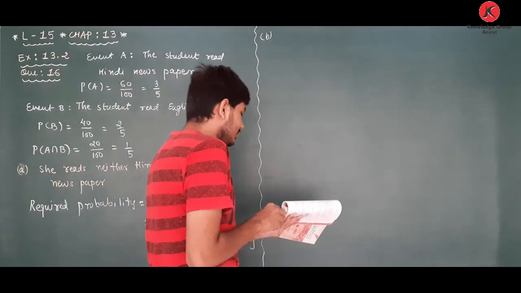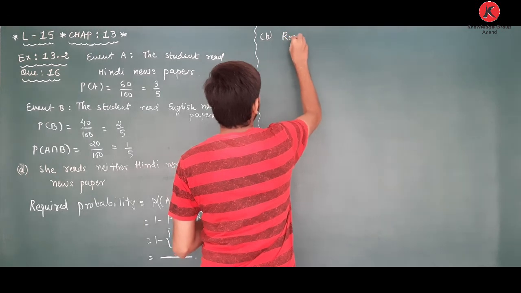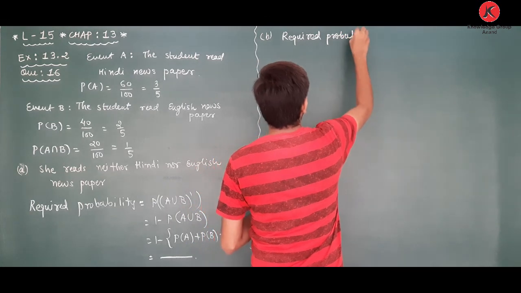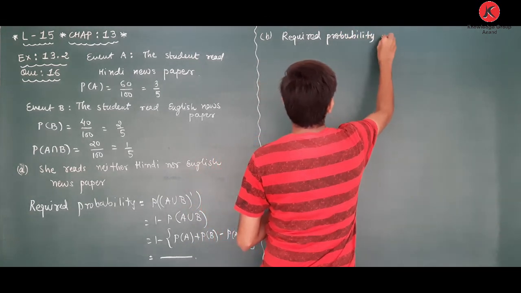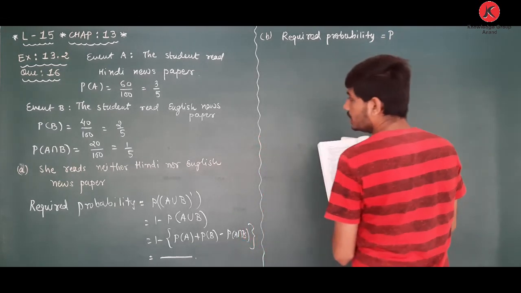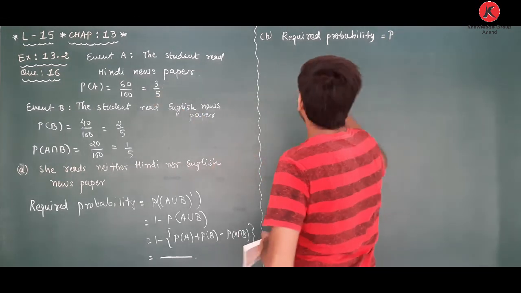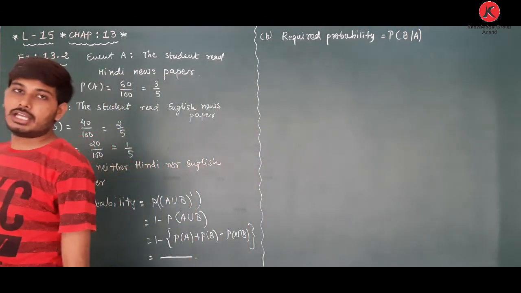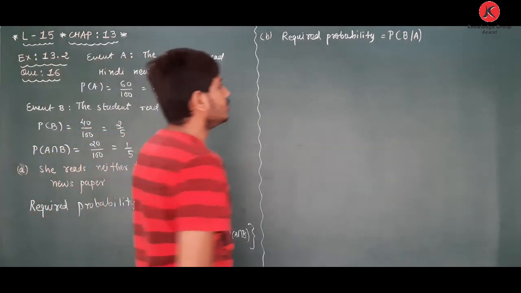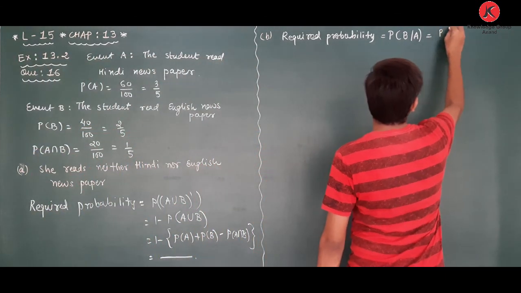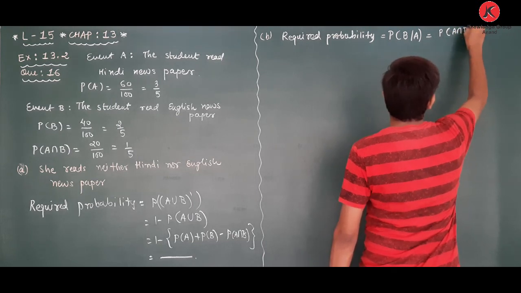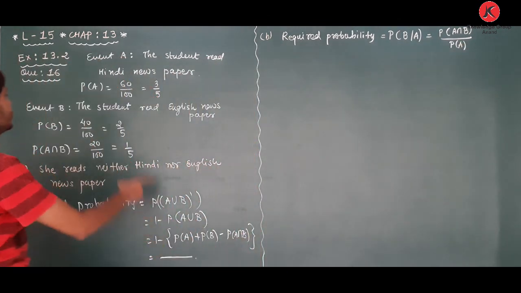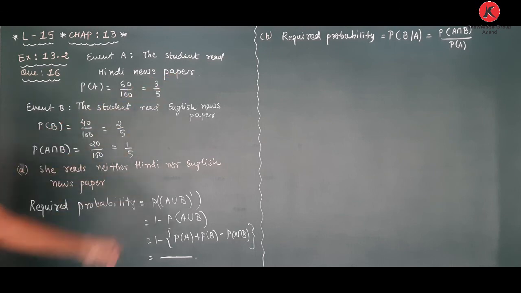Therefore, for this case, the required probability equals, let's put the non-event in the denominator, probability of Hindi non. So we have to find the probability of the event B given A. You have the formula for finding the probability of B given A, which is A intersection B divided by probability of A. You have all the values, probability of A intersection B and probability of A.